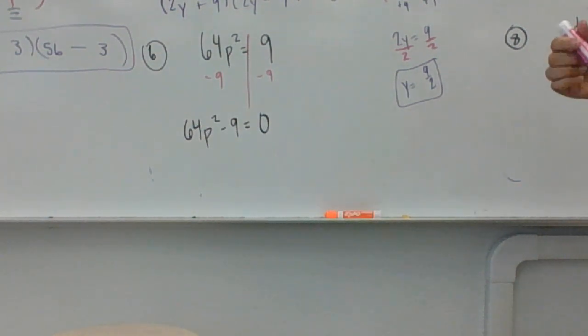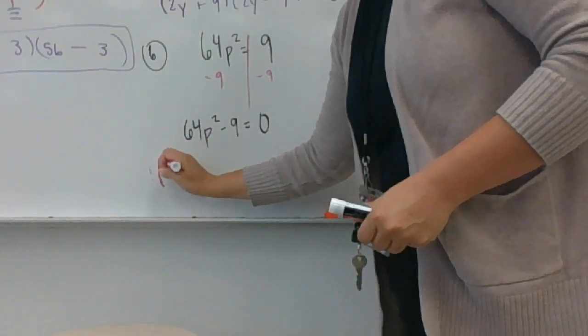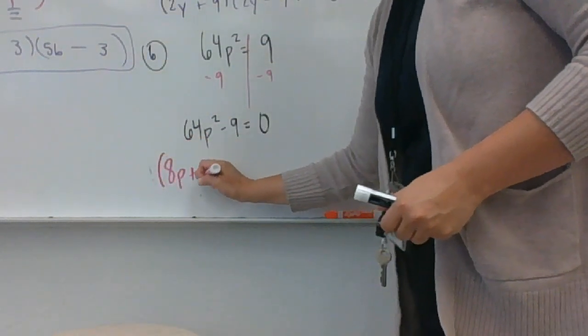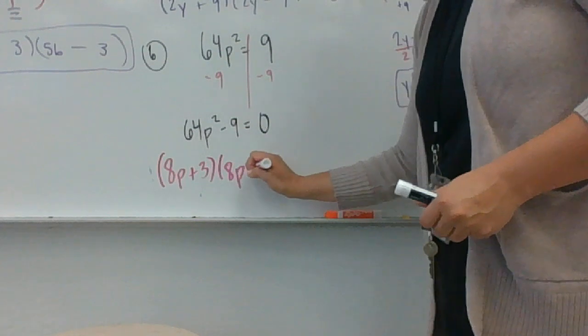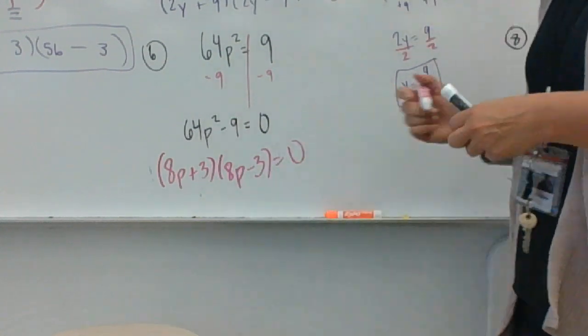I love 64 and 9. They can be rewritten. 8p plus 3. 8p minus 3 equals 0.